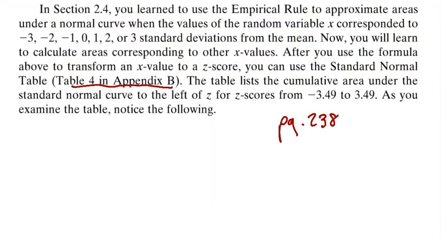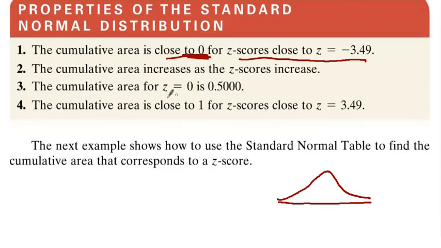Okay, the cumulative area for z equals 0. Remember, z equals 0 is average. It's right in the middle. This area right here is half of the area, and that's why it says 0.5, because the whole area is 100%. Half of 100% is 50%, or 0.5.